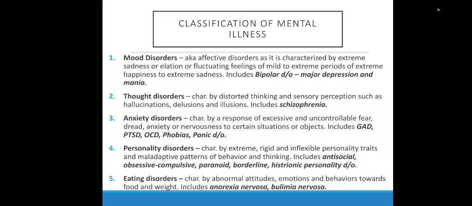So, what are the different classifications of these mental illnesses or mental disorders? First, we have the mood disorders, also known as affective disorders. This is characterized by extreme sadness or elation, or fluctuating feelings from mild to extreme periods of happiness to extreme sadness. The mood disorders include bipolar disorder, major depression, or mania. Later on, we will discuss them one by one.